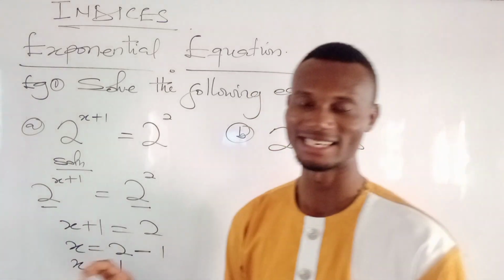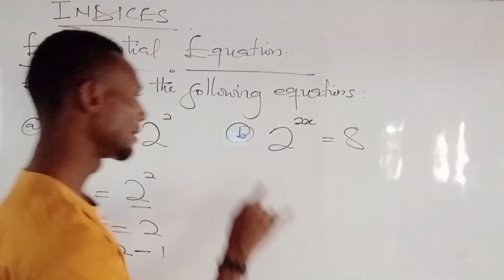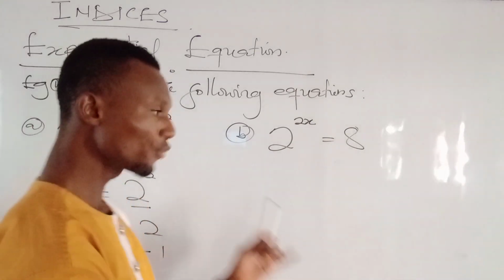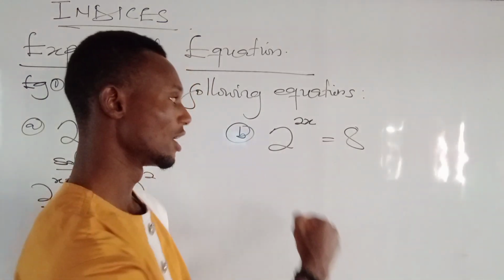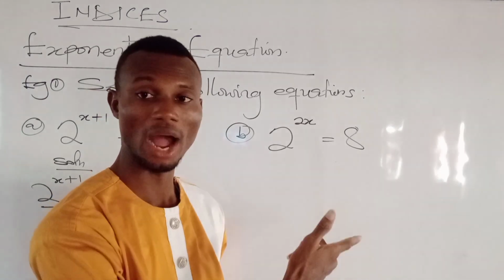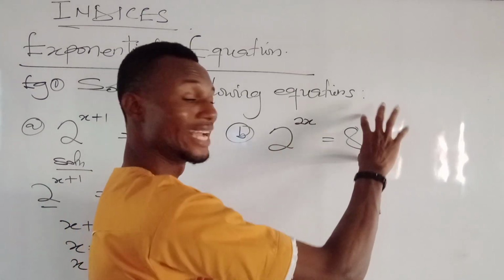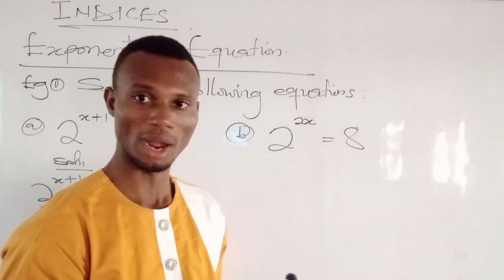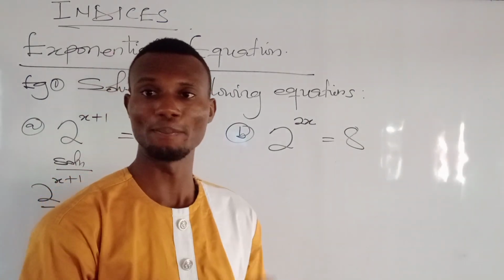Please, with the same understanding and knowledge, let's handle example B as well. So B says 2 to the power 2s equals 8. Now we are going to apply the law of indices that I just showed you, which says that we have to make sure that the bases are the same, then we can equate the powers. So now you can check this one. It's 2 to the power 2s equals 8. Until the bases are the same, you cannot equate the powers. So it means that this 8, we need to change it so that it will look like 2 to the power something.